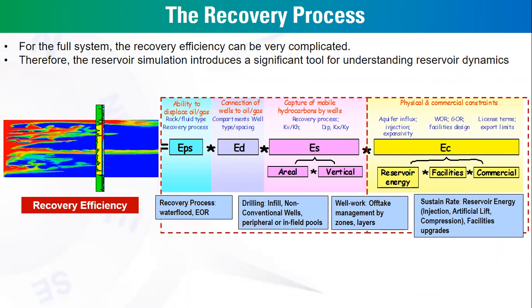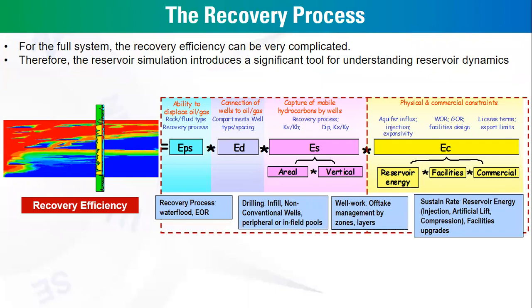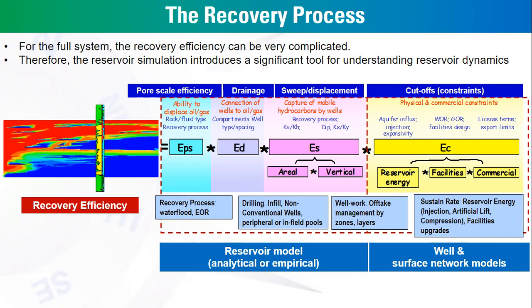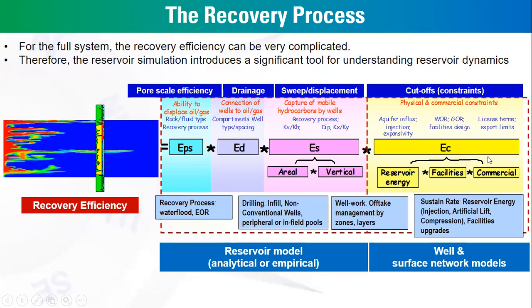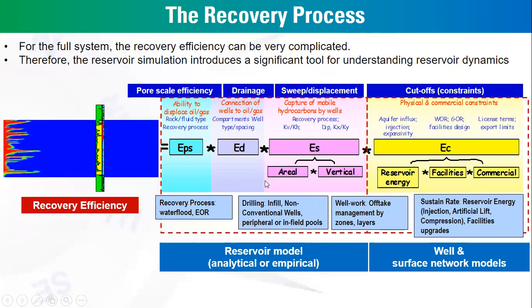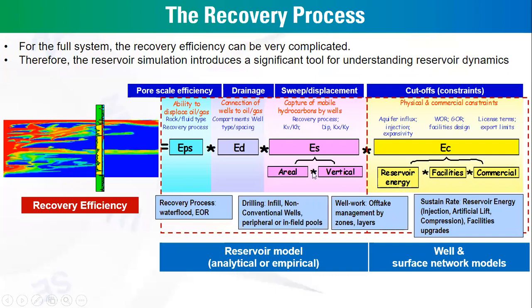So to highlight the recovery efficiency of a production system, actually we have several components of the system as mentioned. So we have the reservoir model or the subsurface component. The reservoir model may be an analytical or a numerical model. So it's a function of the pore scale efficiency and the sweep efficiency and fluid and rock properties. Also the displacement efficiency and the reservoir heterogeneity, the vertical to horizontal permeability and so on. Reservoir compartments, this is related to the reservoir model.